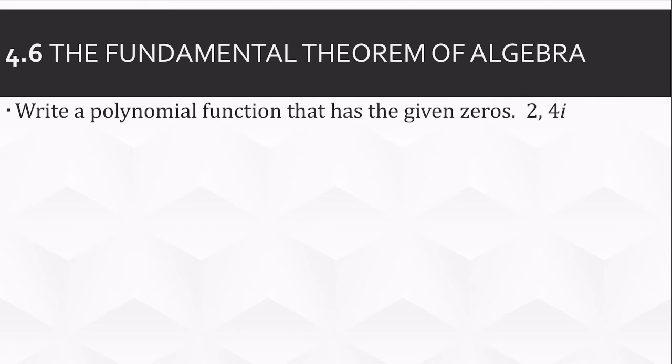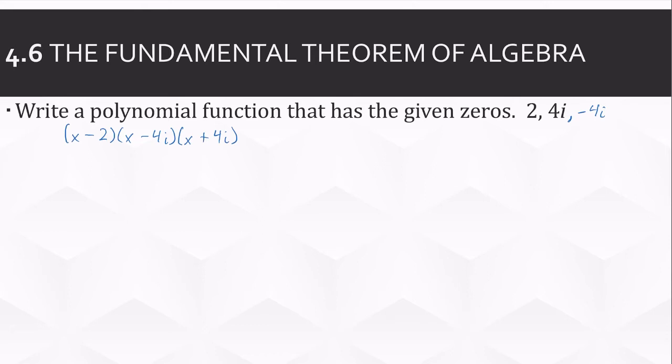So now that we know that, let's write a polynomial function that has these zeros, 2 and 4i. Well, we have the 4i, it's imaginary. That means we also have its conjugate, which would be negative 4i. All right, if those are the zeros, then x minus the zero gives us our factors. So we have that. Now let's multiply them together.